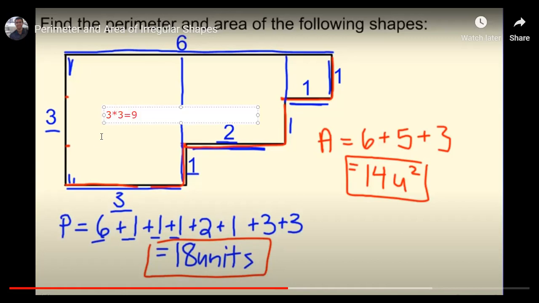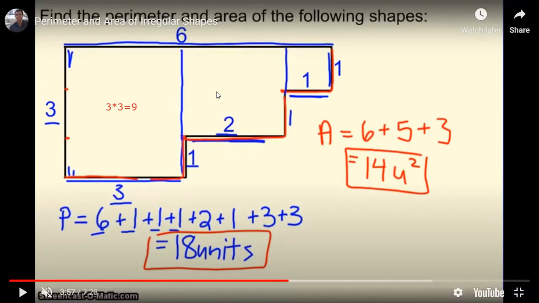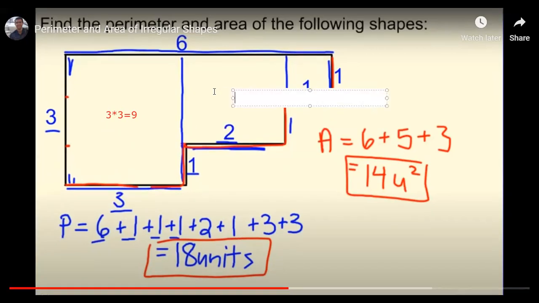Let's move to the next square. 2 multiplied by 2, it will be equal 4. What about the third one? 1 multiplied by 1, it will be equal 1, right? At the end, what do we have to do? Add all of them together.